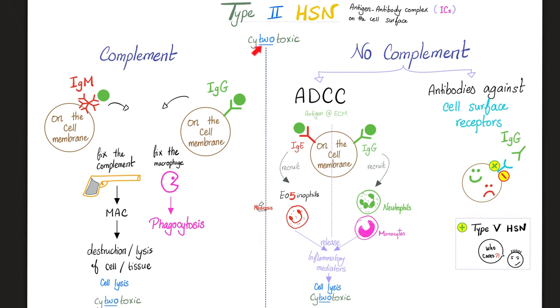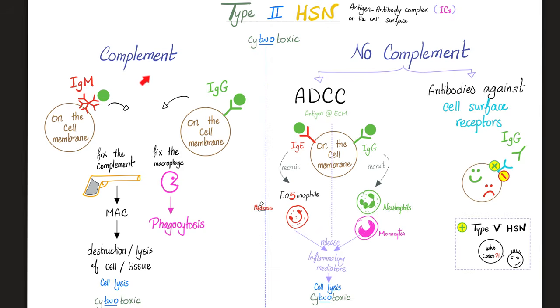What's the keyword? Cytotoxic. What do you mean? Antigen-antibody complex on the surface of the cell. Okay, an antigen and an antibody. They make a complex. Where is the complex? On the surface of your cell membrane. And then what's going to happen? There is a story with a complement and there is another story with no complement.